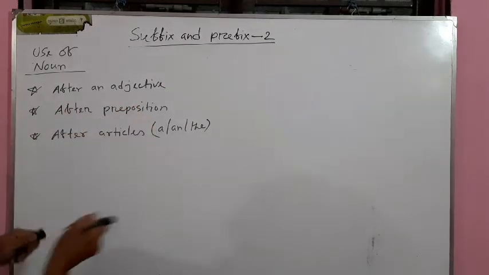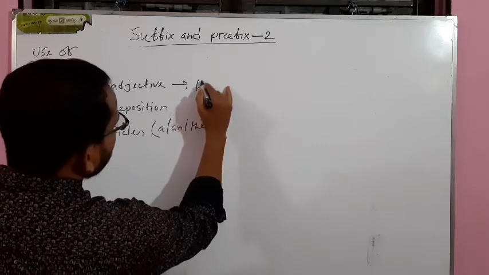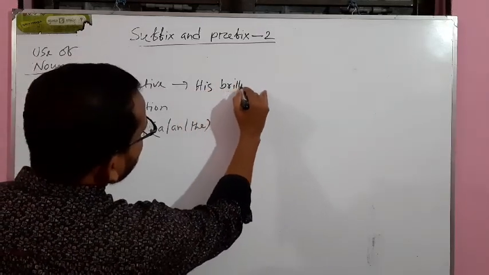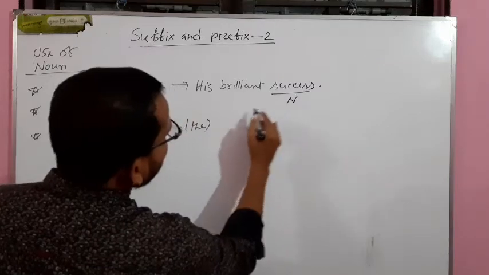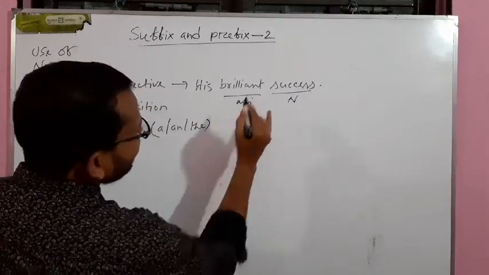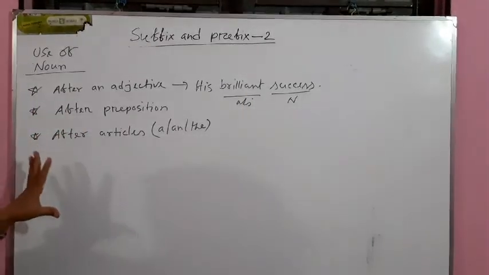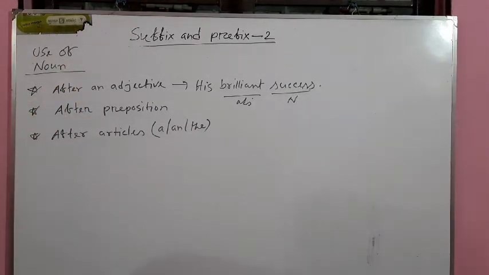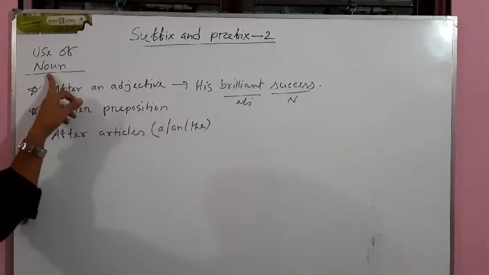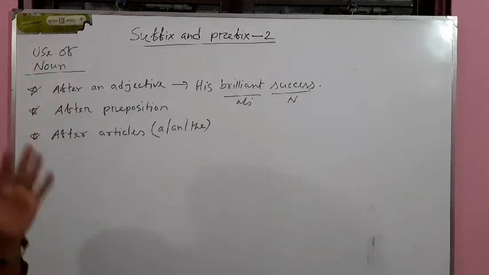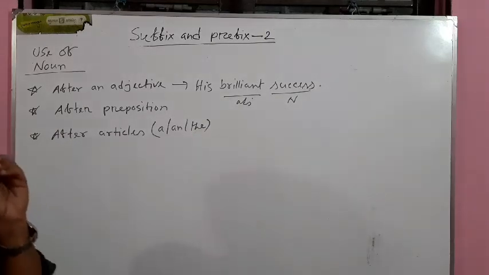After an adjective, for example, brilliant. He is brilliant. B-R-I-L-L-I-A-N-T. Brilliant success. S-U-C-C-E-S-S. Look at this word. This one is a noun, and this one is an adjective. So we always use noun after an adjective. Okay. These are the use of noun, where we will use noun after an adjective, after preposition. After preposition we will always use a noun. Okay, I will give some examples later in the last part of my class. After articles, after an article a or an or the, we will always use noun.